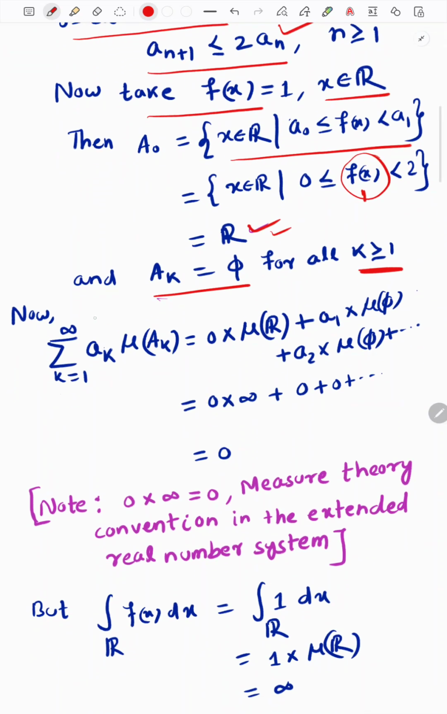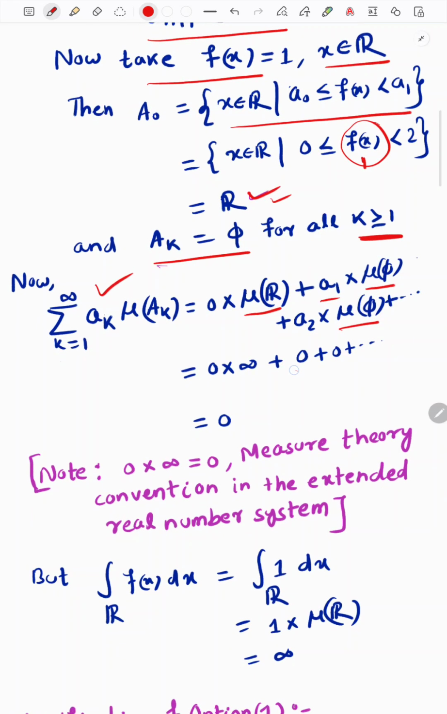So if you calculate the sum of this series, it is nothing but 0 times the measure of A0, where A0 is the real number set, plus a1 times the measure of A1, but A1 is phi, plus a2 times the measure of A2, but A2 is a phi set. So it gives 0, 0, because the measure of the phi set is 0. Okay, but here this quantity can be written in this form: 0 times infinity.